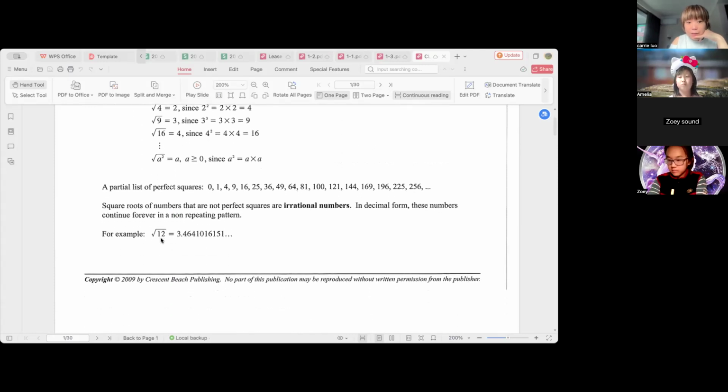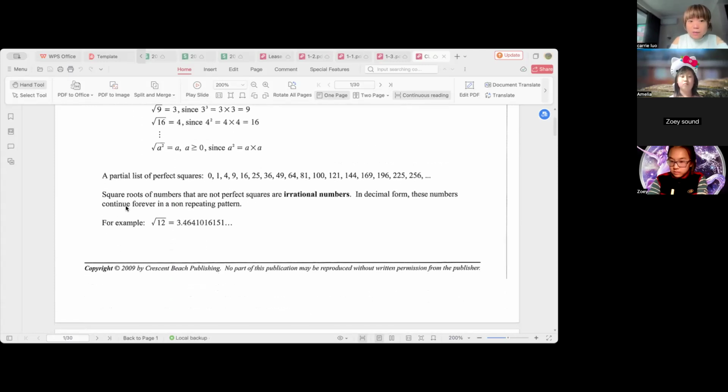Okay, so let's take a look at this one. The square root of a number that is not a perfect square is an irrational number. In decimal form, these numbers continue forever in non-repeating patterns. All the non-perfect-square numbers have non-repeating patterns. What does it mean? Like if I told you 1 over 9 equals 0.1111111, they are repeating decimal numbers.